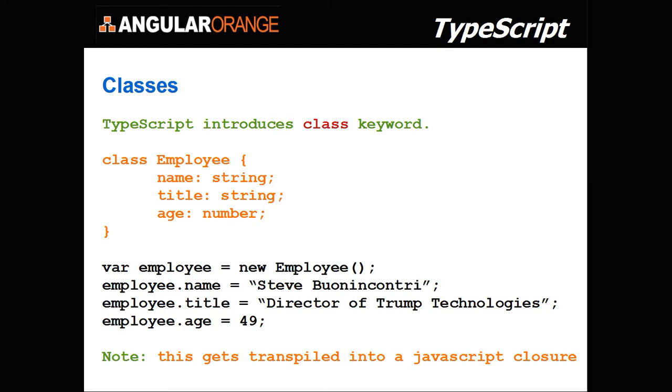TypeScript introduces the class keyword. You could define an Employee class with a name, title, and age. And when you instantiate Employee, a new employee, you could then define the dot name, define the dot title, define the dot age. Now, notice these attributes are public by default, or else I wouldn't be able to do this. But it does get transpiled into a JavaScript closure, which I personally do not want to look at.